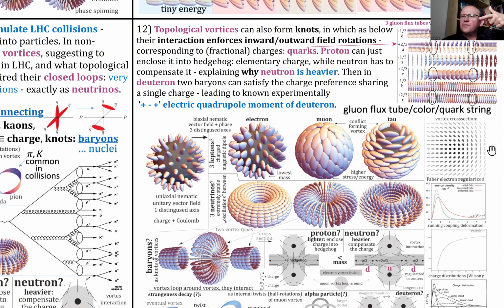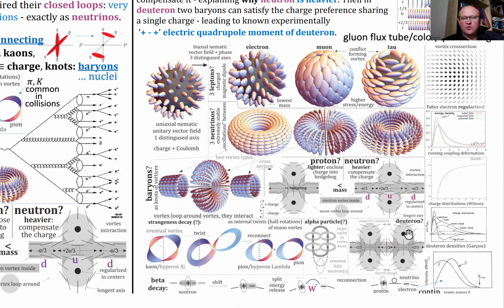For topological vortices, it can be a vortex around one of three axes. So I think it's a natural explanation that we have three families because we live in three dimensions.